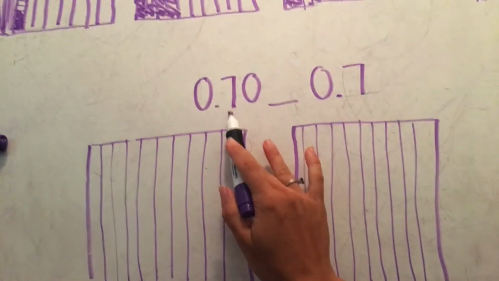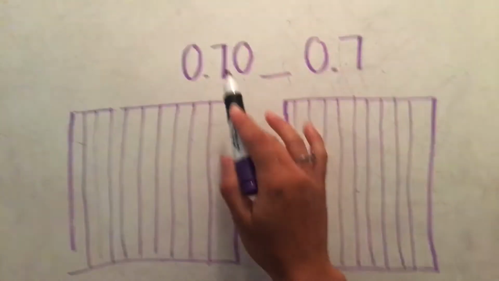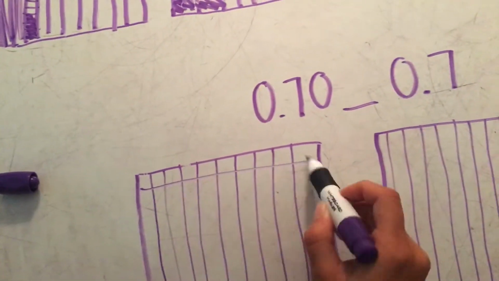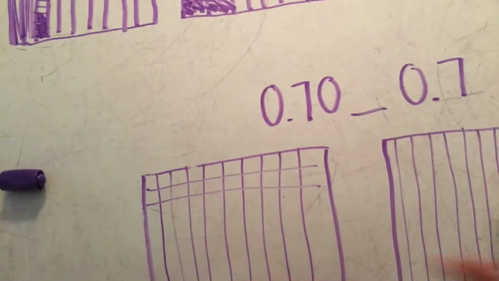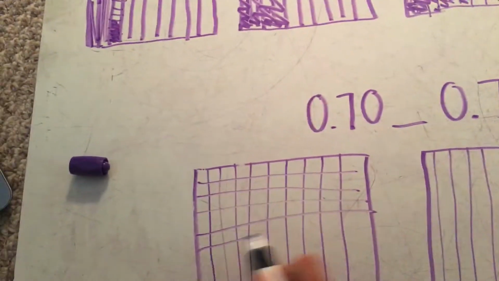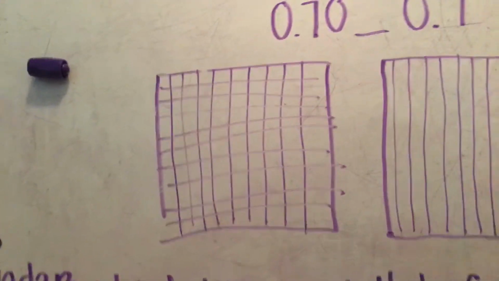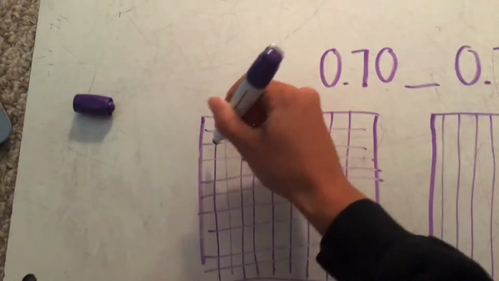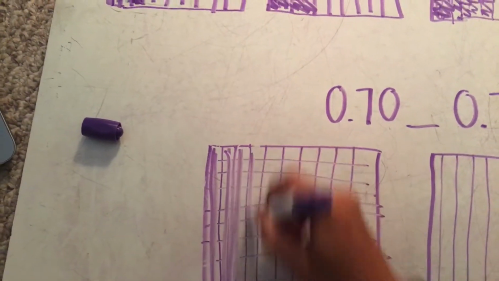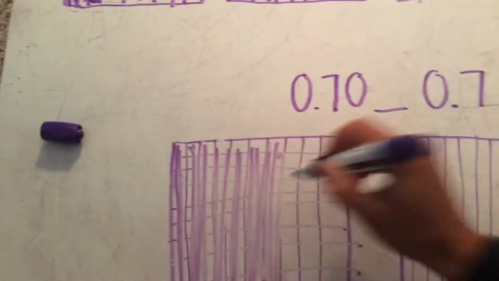So we have 70 hundredths and 7 tenths. So if I have 10 on this area model and I have to break it down to make 100, I have to say 1, 2, 3, 4, 5, 6, 7, 8, 9. And if I wanted to shade in 7, I know there's 10 in one row. So it's 10, 20, 30, 40, 50, 60, 70.